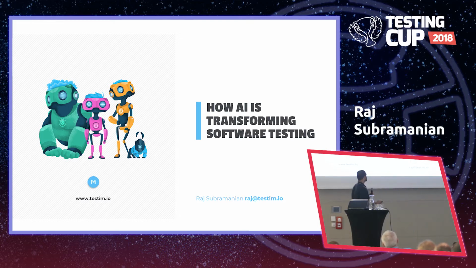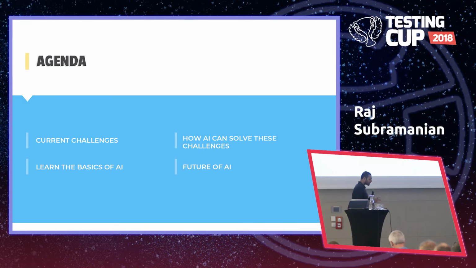So we can get started with the agenda for today. First thing is, what are the current challenges with software testing and how AI can help to solve those challenges, right? And just to ensure everyone is on the same page when I use terminologies in AI, I'm going to set some context and give some basics on what AI actually means so that everyone after this presentation can talk about AI, right? So that's the goal. And finally, I'm going to talk about the future of AI.